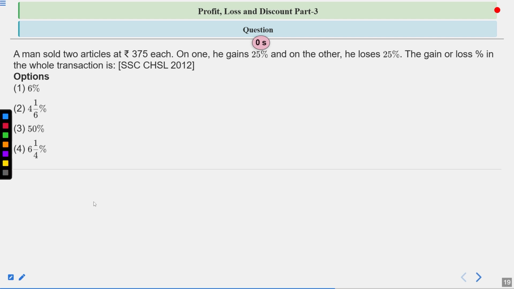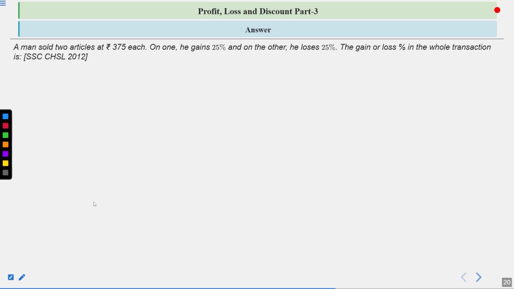Now time's up. Let's see the solution of this question. So the question says that a man sold two articles at 375 rupees each. It means the selling price of each article is 375 rupees. And the question says that on one he gained 25% and on the other he loses 25%. So what is the gain or loss percent on the whole transaction?